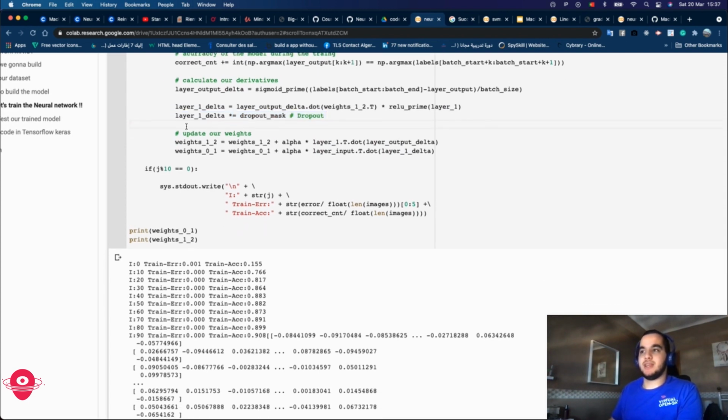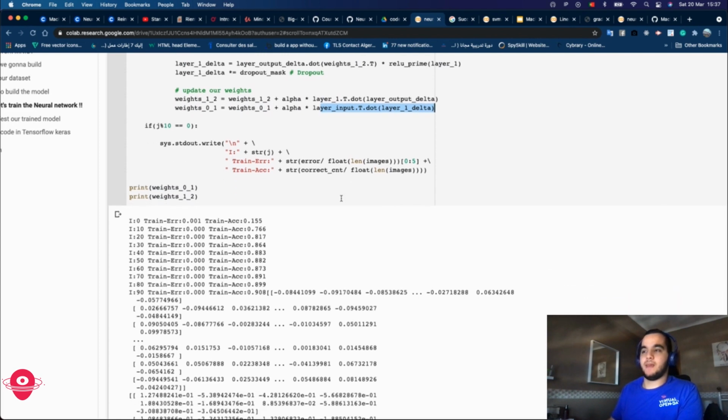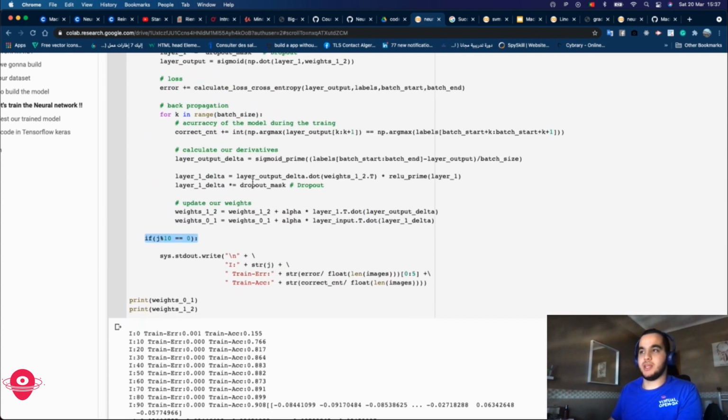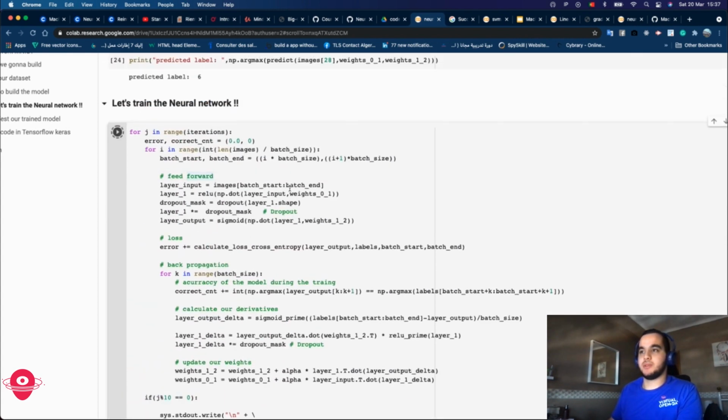After calculating these gradients, you want to update your weights. The weights from 1 to 2 are going to be the weights 1 to 2 plus the alpha learning rate multiplied by the gradient that we have. For the second matrix of weights it's the same thing. And then eventually, this is just an if statement, so we can plot our accuracy while our model is training. Let's try to run this piece of code.